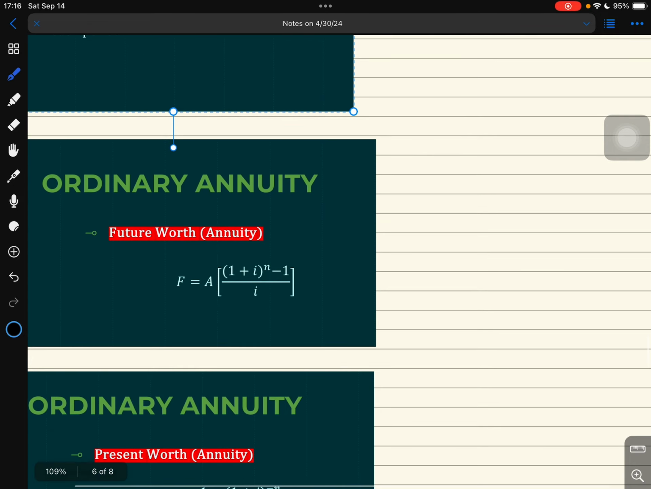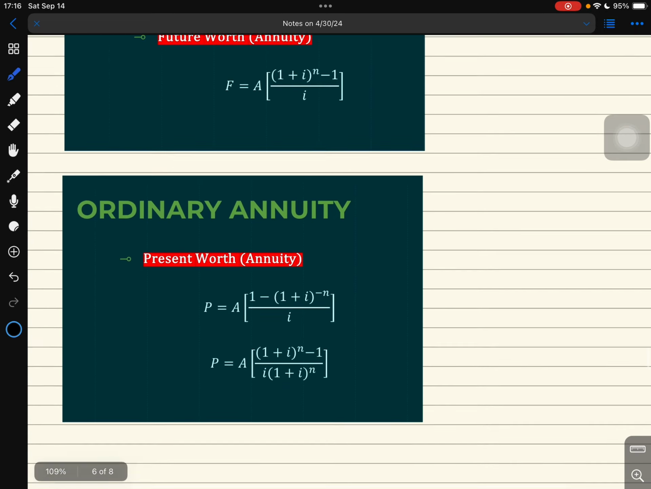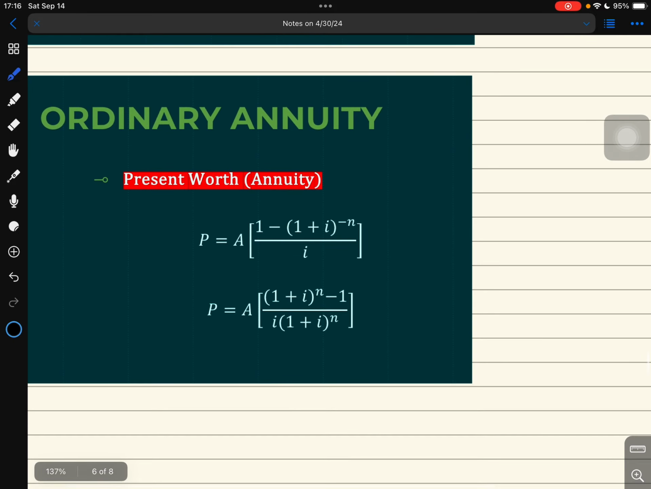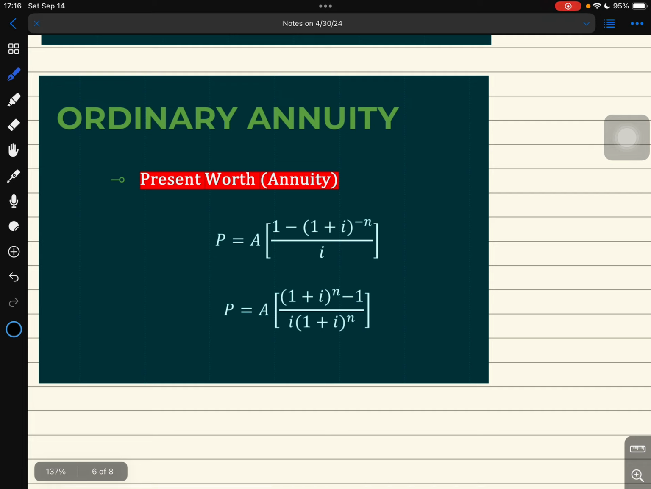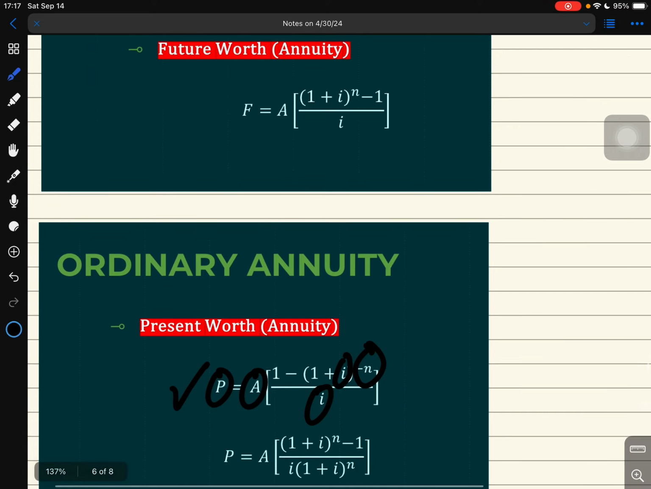So our formula for the ordinary annuity, first, is the present worth. This is the first formula I want you to remember. P is the present value, A is for our annuity, I is for our effective interest, and N is for our period. Let us always base the period on the year, okay?